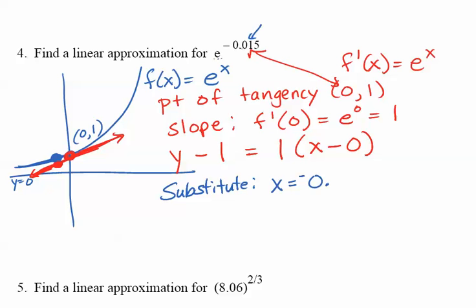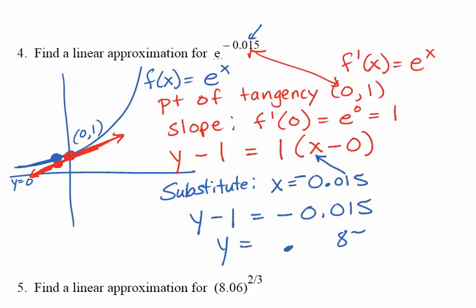So we're going to substitute negative 0.015 in for x. So we'll have y minus 1 is equal to negative 0.015, and we'll add 1 to both sides. Not so difficult if you're careful with your arithmetic. So what will we come up with? A positive. We're adding 1 to both sides. So 0.985 is our estimate.